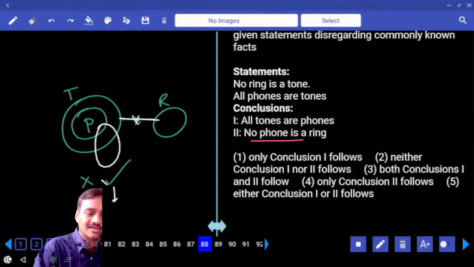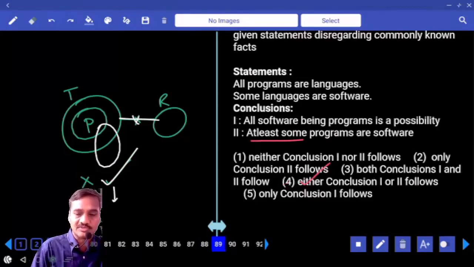As it cannot be done, alternate diagram cannot be done, this will be true forever. Hence only two follows, that is choice 4, question number 88.